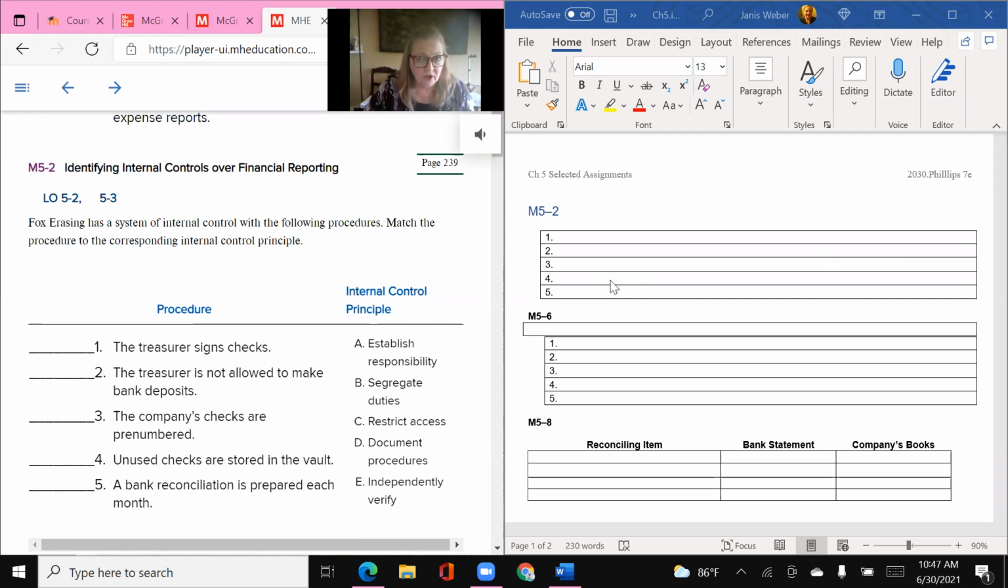I have the ebook up, but as usual, I'm recommending that you use the physical copy because there's a lot of resources there that you can just flip back to help you with your assignments. But I just need something to display, so that's why I'm using the ebook.